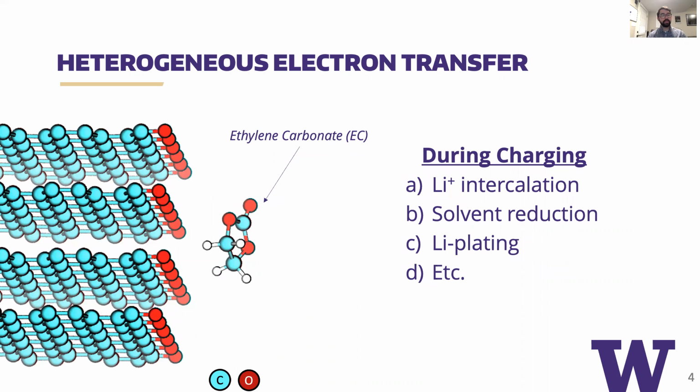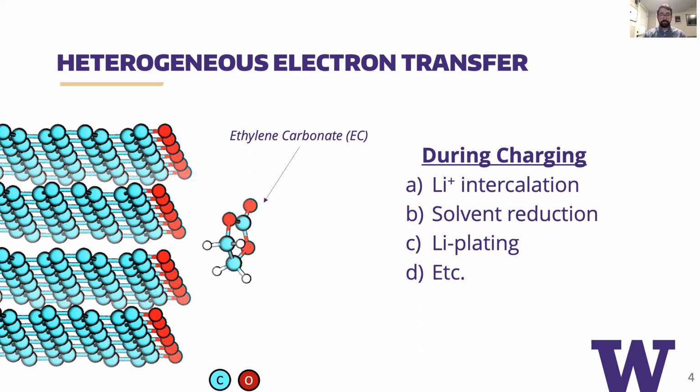Now, if we zoom in to the atomistic level where we have the electrode surface, we can see several processes that are occurring during charging, which are listed here on the right. Here we have a graphite anode surface in contact with liquid ethylene carbonate, a commonly used electrolyte. Only one is shown here for clarity, but we do have a full liquid phase contacting our surface.